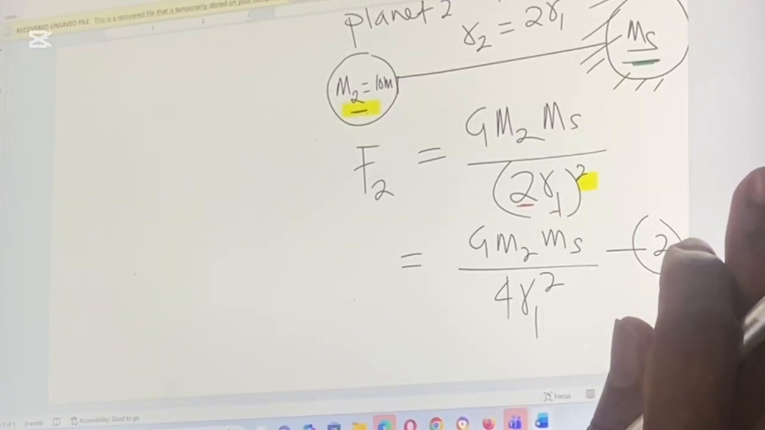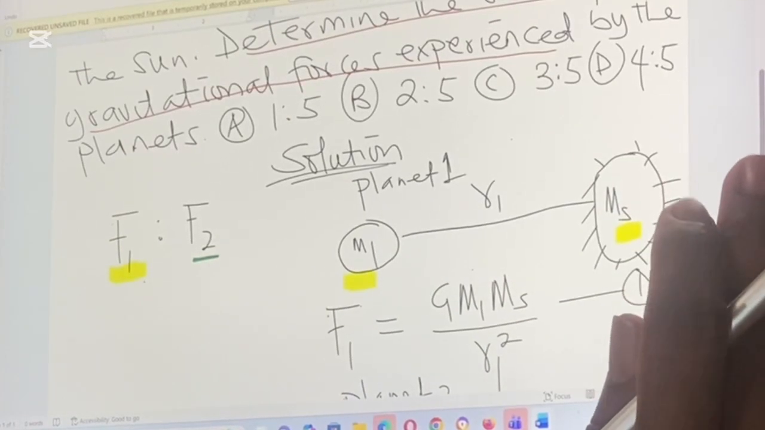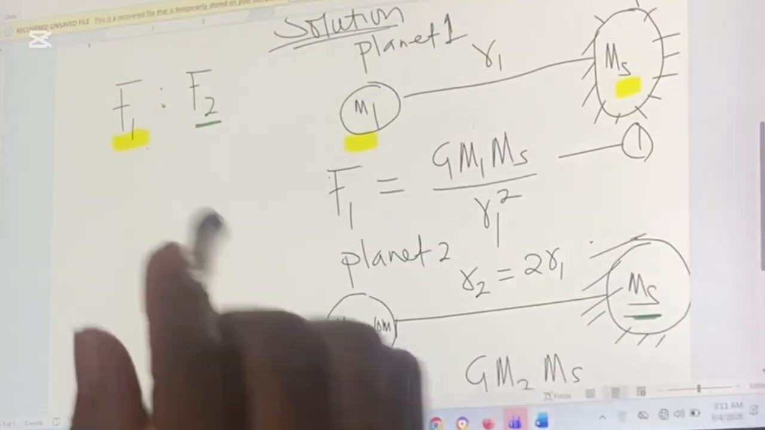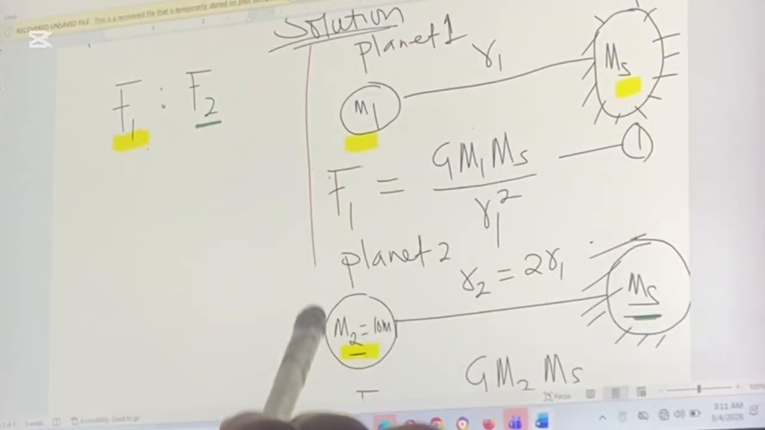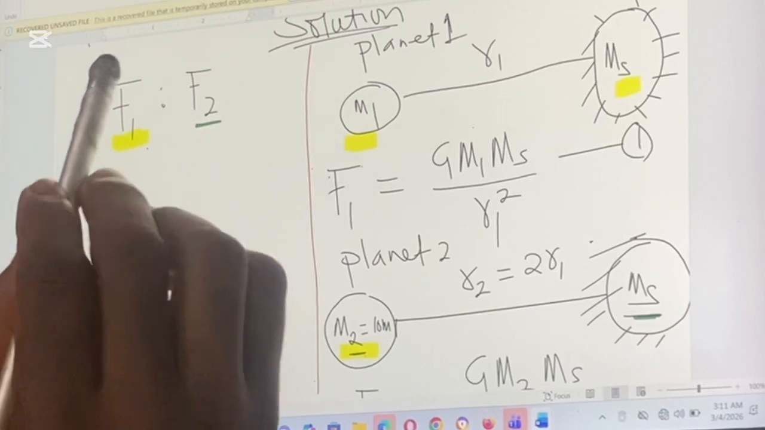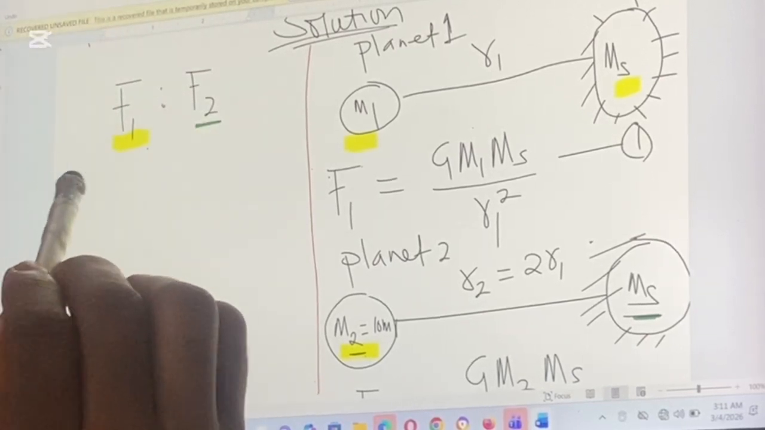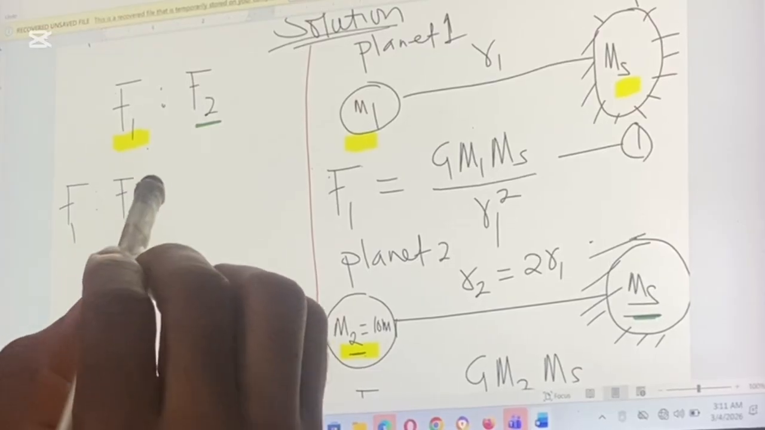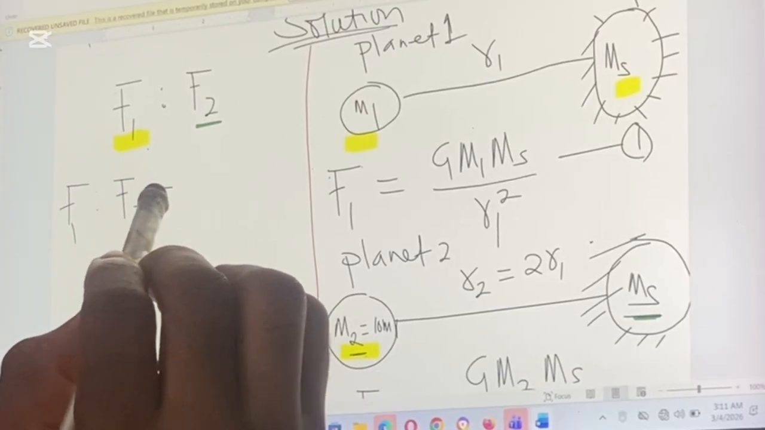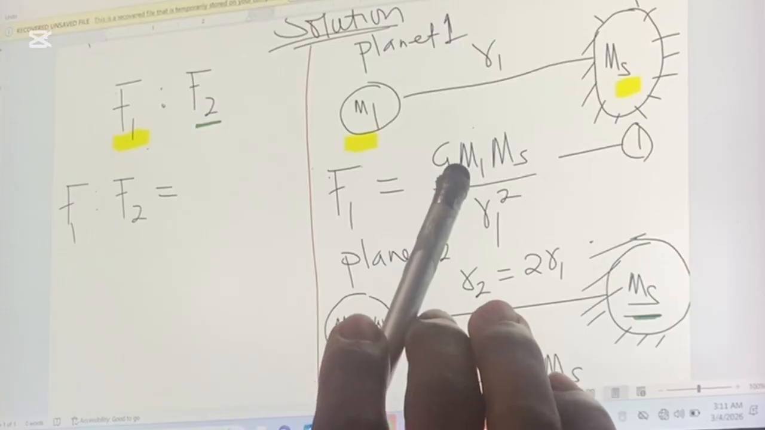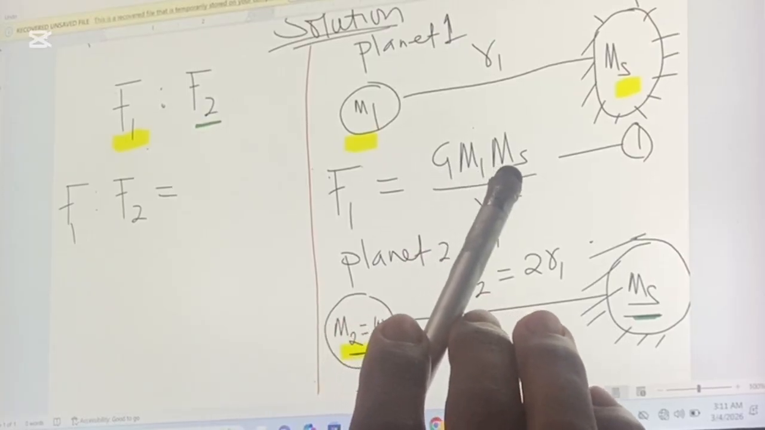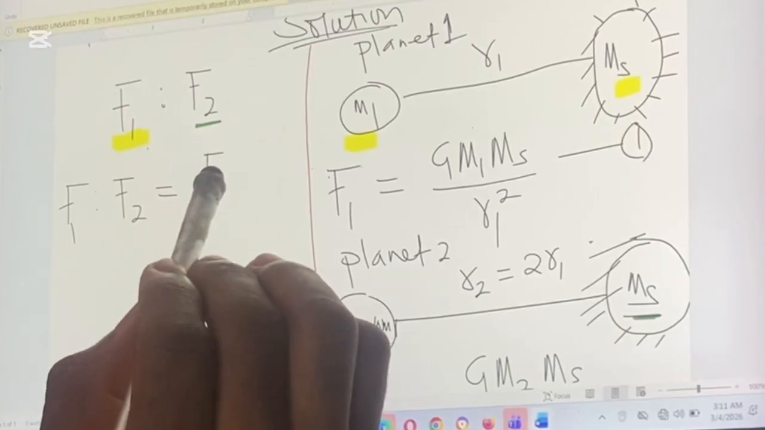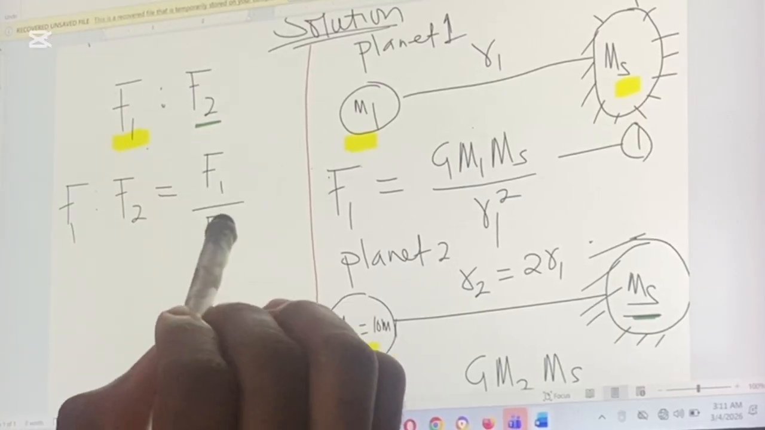Okay, but we're not asked to find F1 and F2. We're asked to find the ratio of both. So to find the ratio of both, let's replace this here. The ratio of both, that is F1 ratio F2, will be equal to, let's replace F1. F1 is G M1 M2. F1 ratio F2 is the same as F1 over F2.